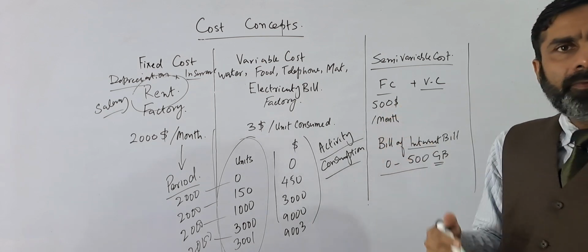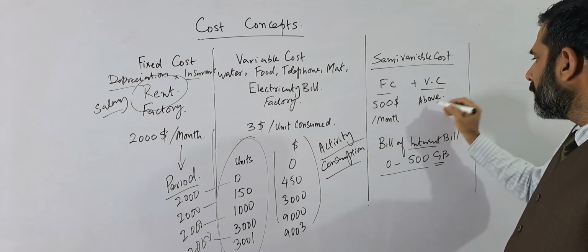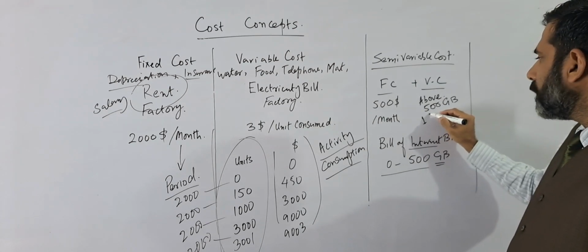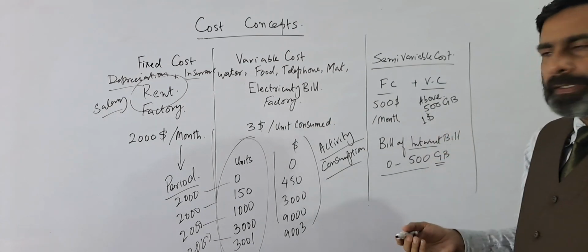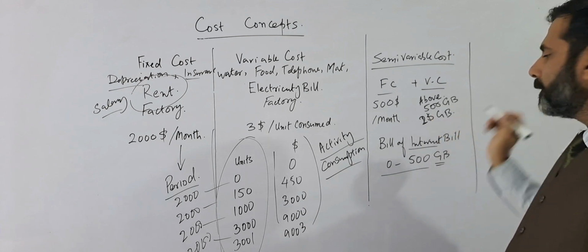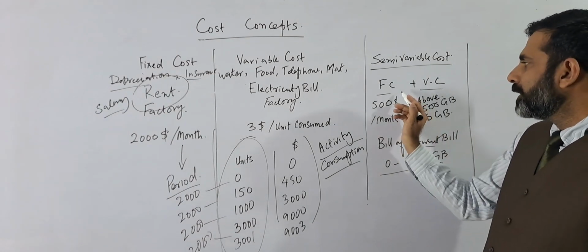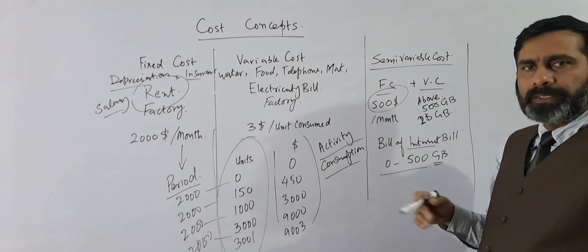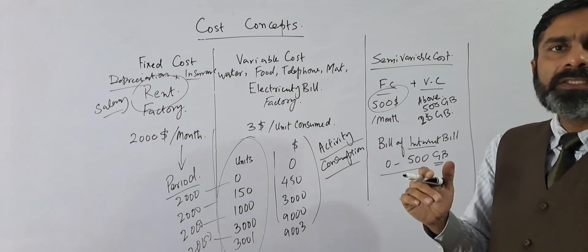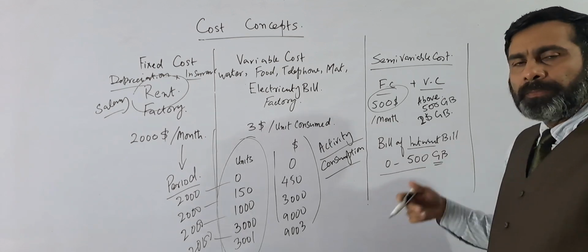So for internet usage of 0 to 500 gigabytes, they have to pay $500. And above 500 gigabytes they have to pay, let's say, $2 per gigabyte. So up to 500 gigabytes they have to pay the same $500, with no change. But if they consume more than 500 gigabytes, what will happen? The bill will increase.